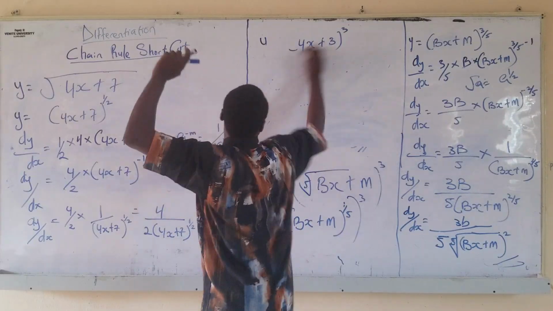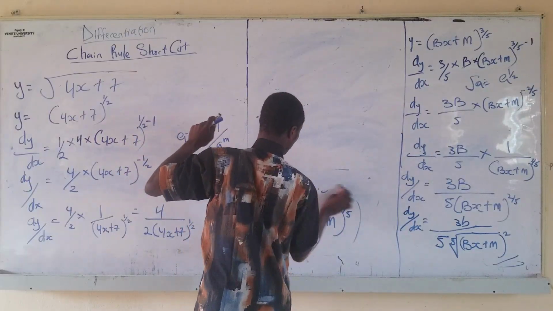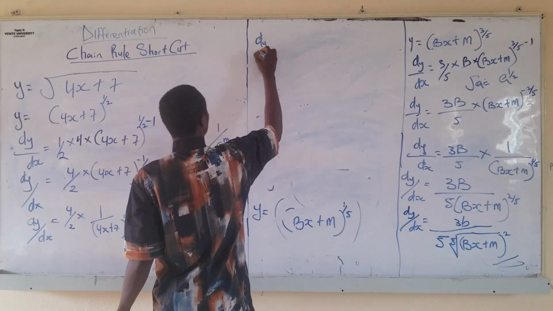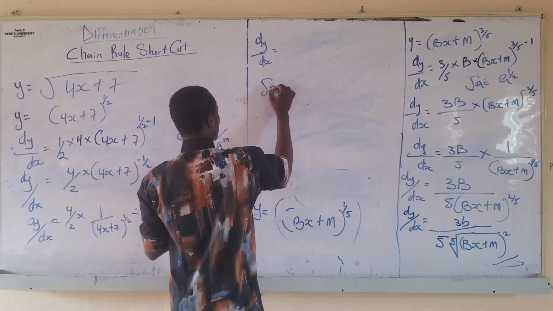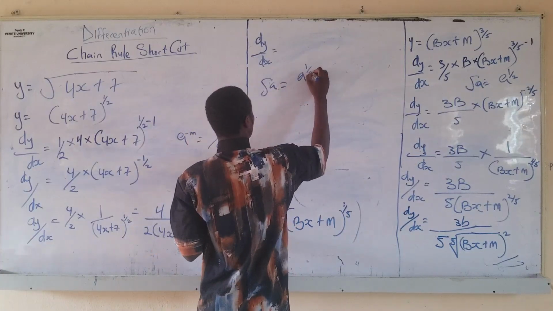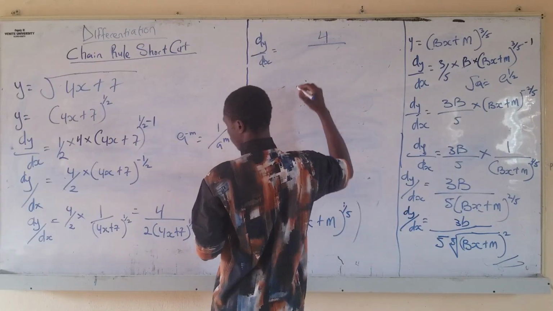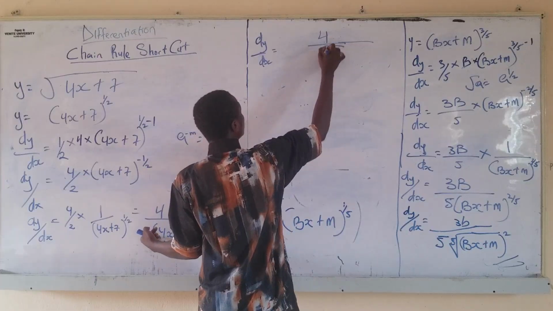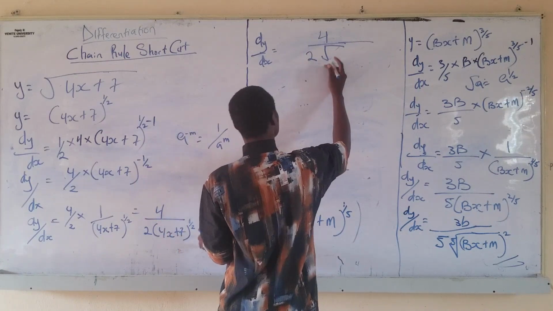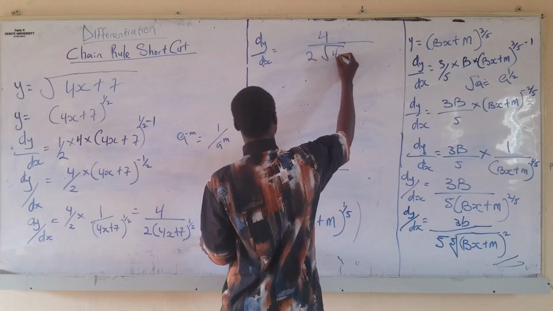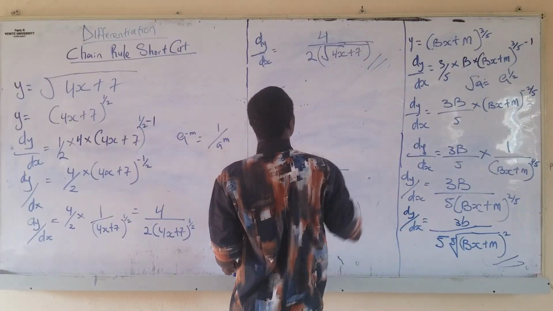So now, to convert it back to how the question was given, don't forget to apply the law of indices. Raised to power 1 over 2 is still the same thing as the square root. So this now becomes 4 over 2 times the square root of 4x plus 7. This is the final answer.